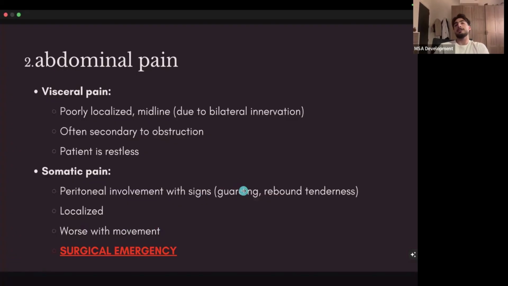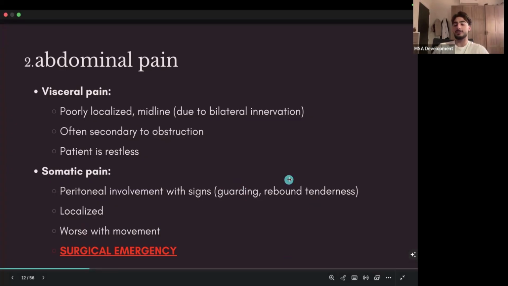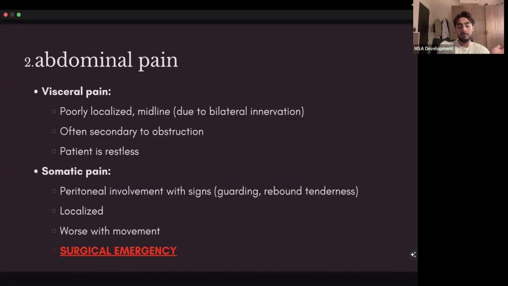Guarding is when somebody palpates your abdomen and you unconsciously, without meaning to, flex your abdominal muscles to protect your internal viscera from being palpated. This is an involuntary sign. And rebound tenderness is when the pain still persists after somebody takes their hand off of your abdomen. You would still feel that pain. That's what rebound tenderness is.